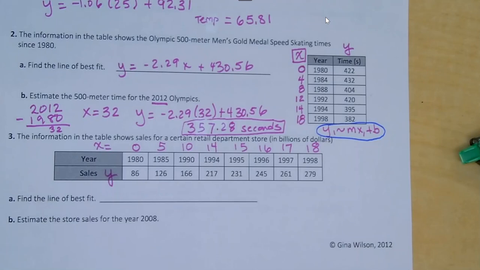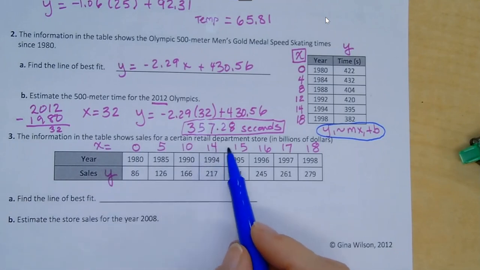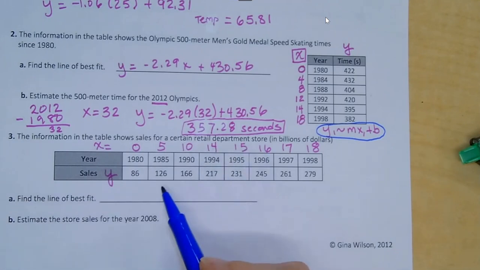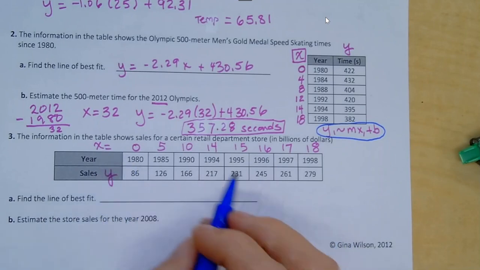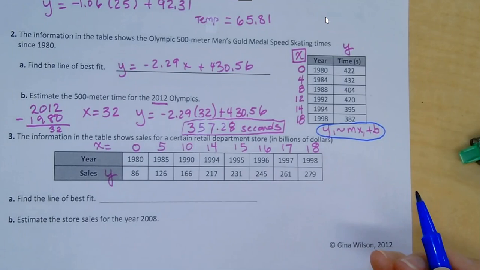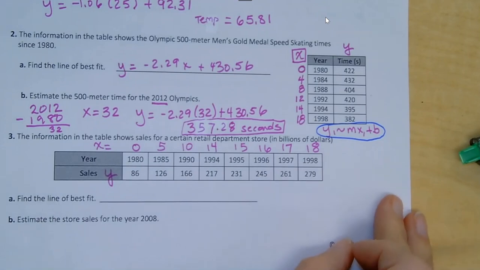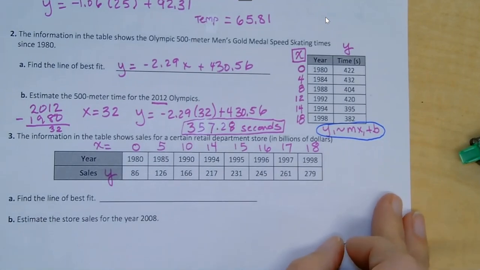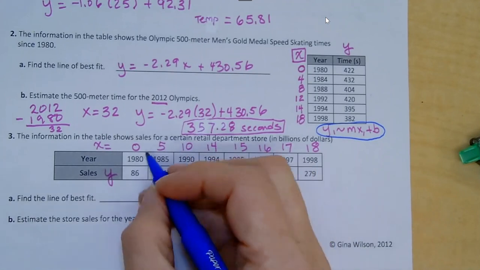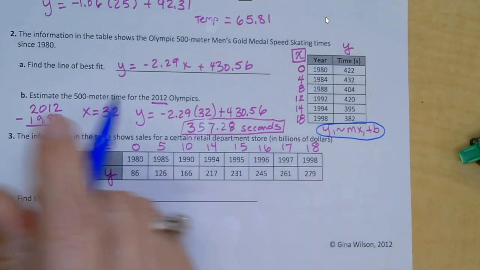At the end of our last video, we had looked at problem 3, which says that this table shows, for a certain retail department store, what the sales are depending on the years. And just as a reminder, when we have years and we are looking at the X value as years, our initial year is going to be year 0.